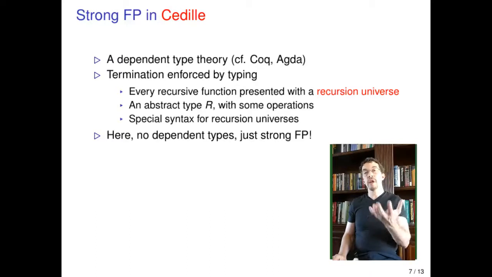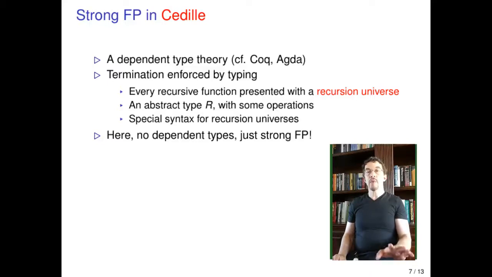And that's part of what we're going to have a little tutorial about in this talk. So in Cedille, when you're writing a recursive function, you're presented with something that we call a recursion universe. It's a typed interface for doing the recursion. Okay, so you get an abstract type R, that's what we're sort of thinking of as the universe, the recursion universe, and it has some operations on it that help you write your recursion. You're not allowed to make direct recursive calls in your code. You have to kind of go through this interface. And the language, though, Cedille provides special syntax for these recursion universes that pretty much hide a lot of the machinery and make it feel quite an idiomatic way of writing recursive functions.